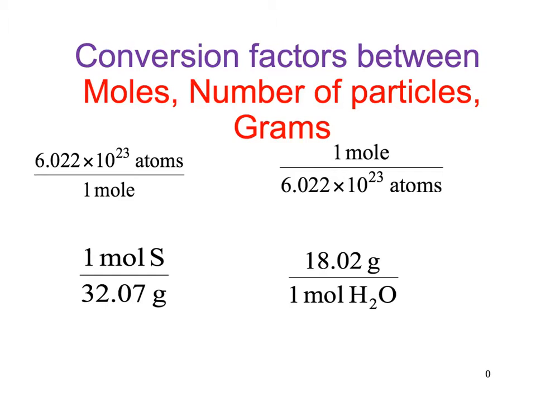With regard to moles and atoms, 1 mole equals Avogadro's number of atoms, or 6.022 times 10 to the 23rd. 1 mole also equals the mass of any element from the periodic table.